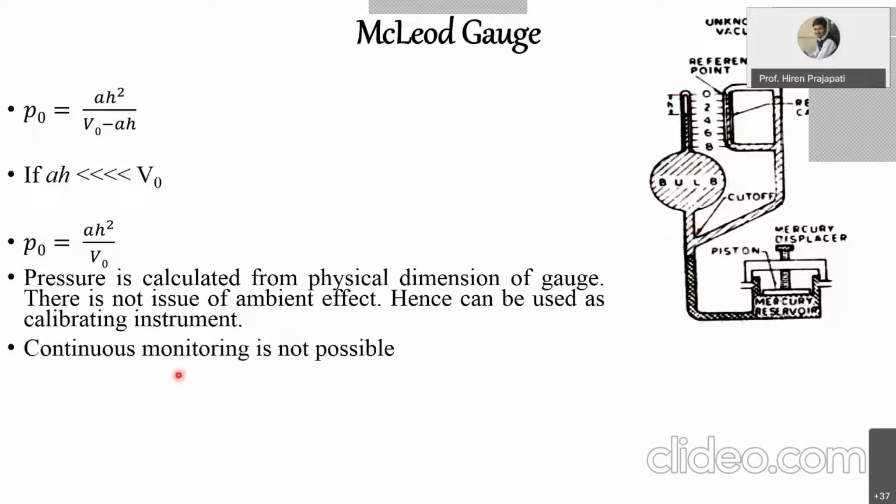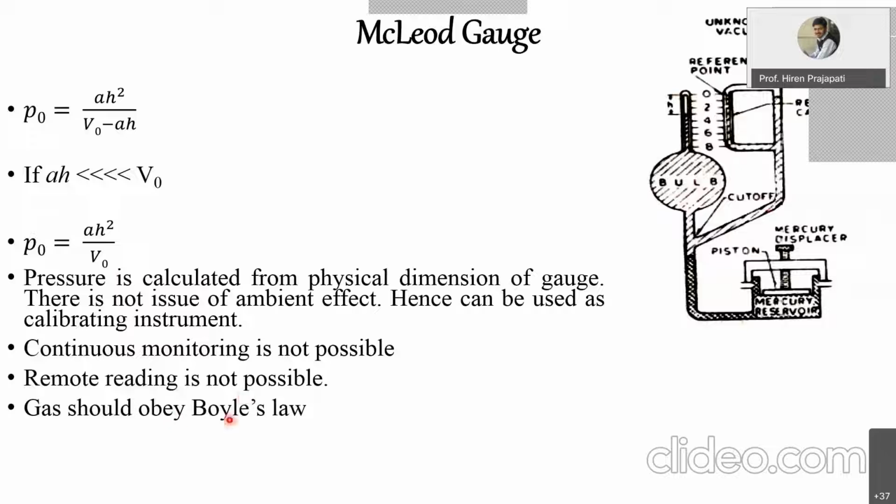Continuous monitoring is not possible, meaning if you want to install this McLeod gauge to see the fluctuation in the vacuum pressure, that is not possible, because it is an indirect approach based on the measurement of H and the dimensions of the McLeod gauge. Continuous monitoring is not possible. Remote reading is also not possible, meaning you have your application somewhere else and want to measure at some other location, then that is not possible.